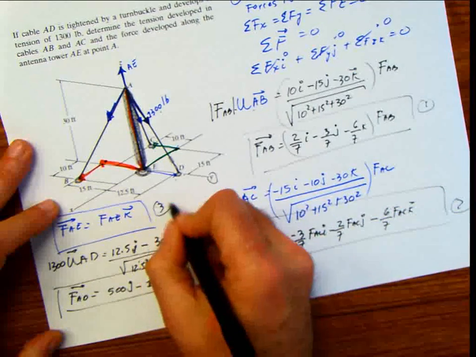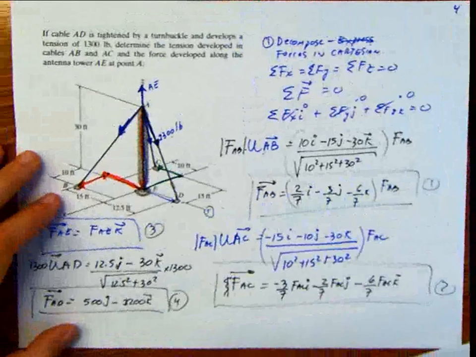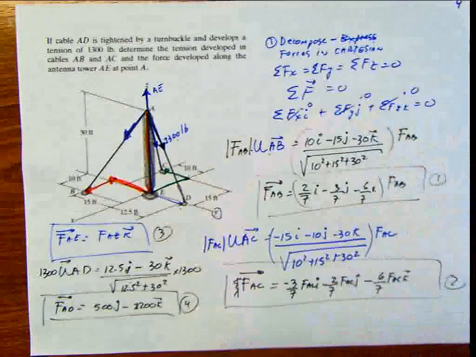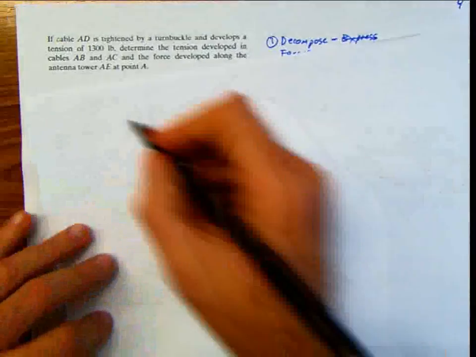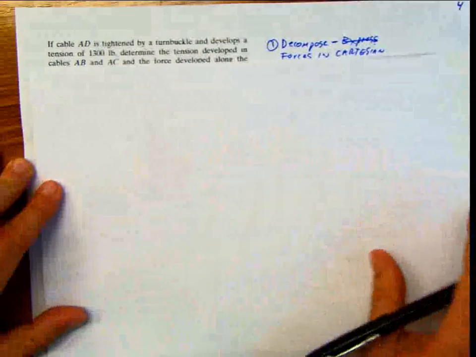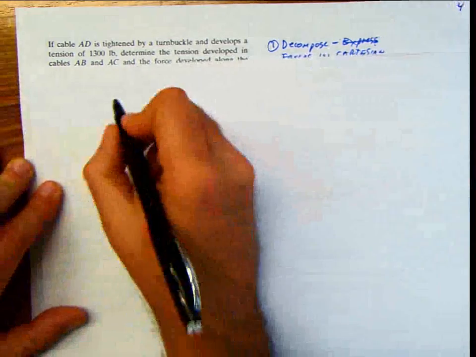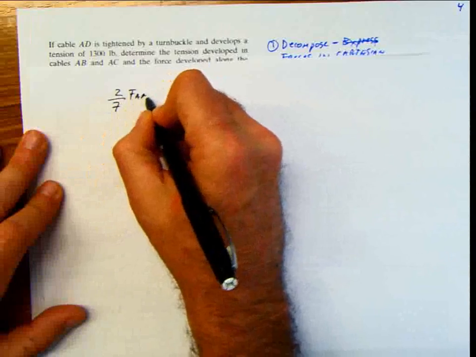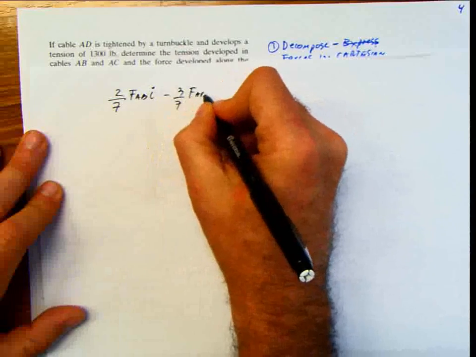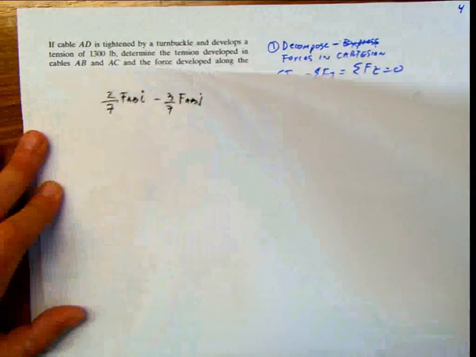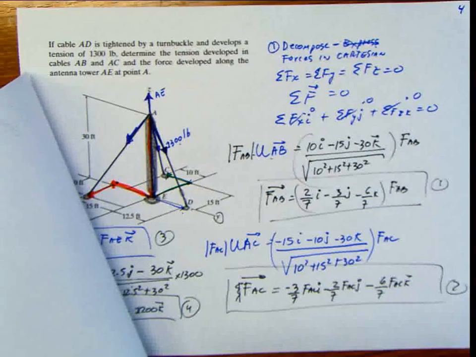So I have 1, 2, 3, and 4. Once I have those forces, 1, 2, 3, and 4, I'm sorry about that, I didn't realize that the paper was tilted. So once I have these four equations, what I have to do is put all the equations together. The first one is 2/7 FAB i minus 3/7 FAB j minus 6/7 FAB k. That's the force AB.